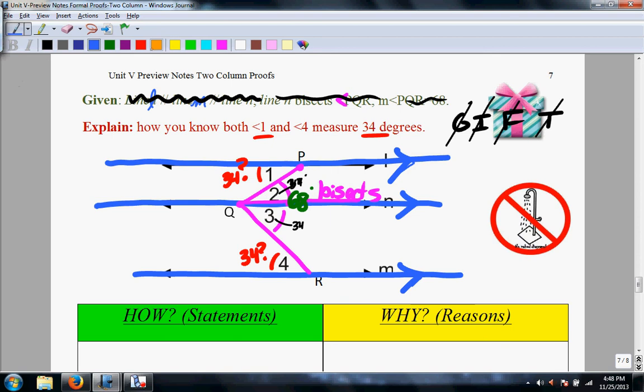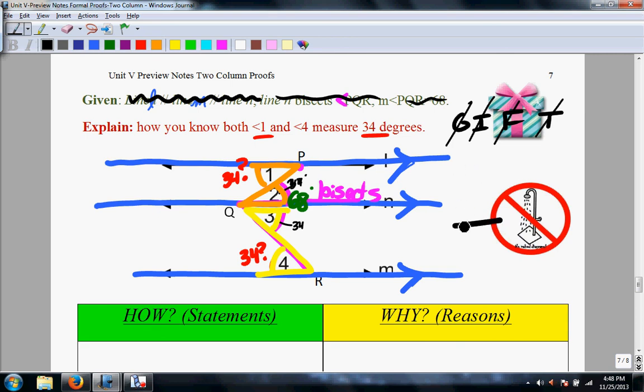Then look, I also notice that if 2 is 34 degrees, then I have armpits of the Z going this way. And then if 3 is 34 degrees, I also have armpits of the Z going this way. And we can see if 3 is 34, that makes 4 34. And if 1 is equal to 2, 2 is 34, so you just carry it over. So we can see right now how we can hit our target.